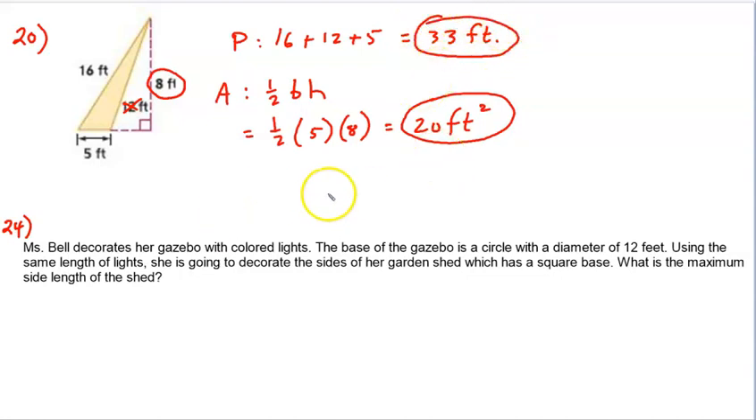Okay, those are your answers for 3 of those 6 problems. And now let's move down to this word problem number 24. Miss Bell decorates her gazebo with colored lights. The base of the gazebo is a circle. All right, so let's just get a little visual here. It's a circle with a diameter of 12 feet.